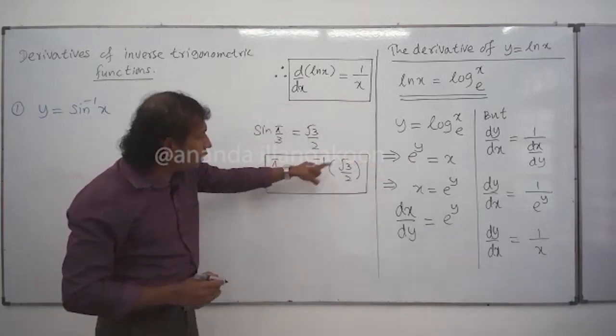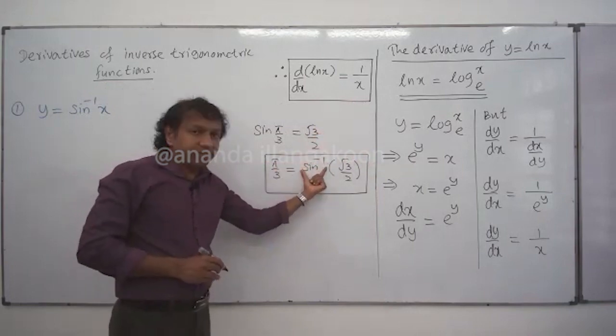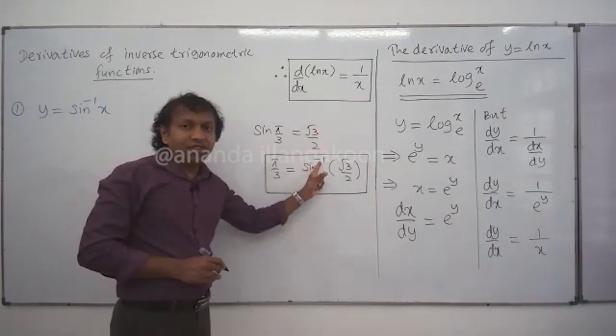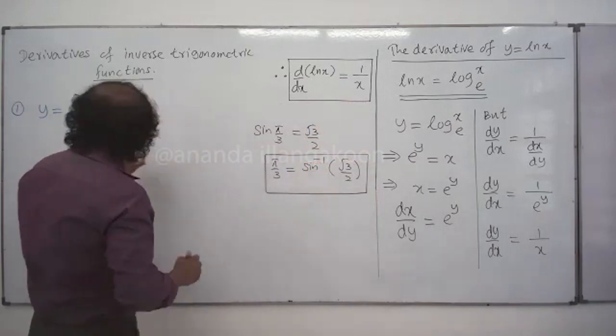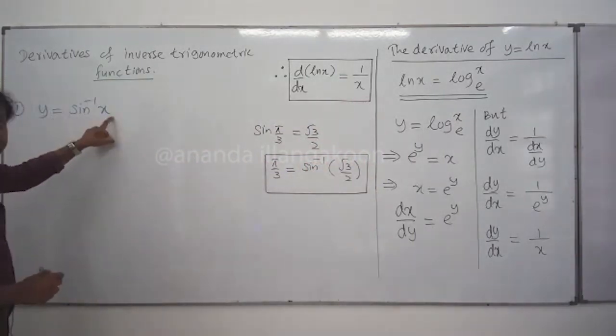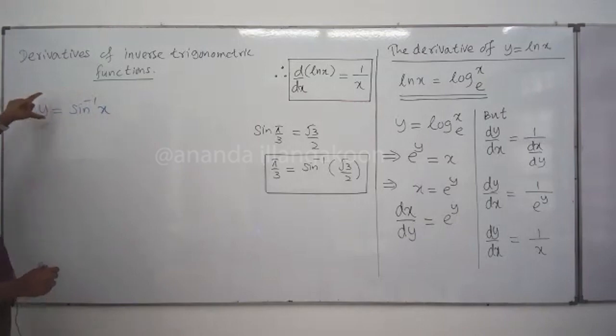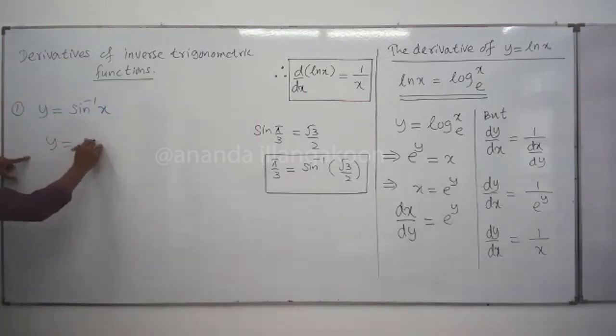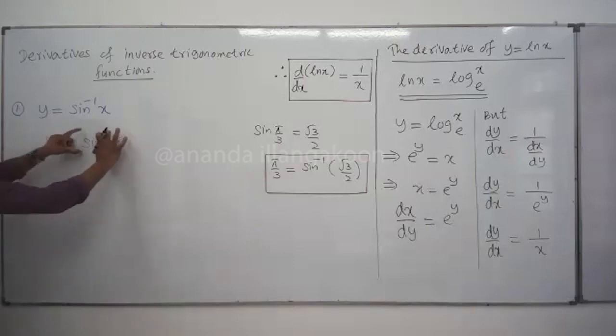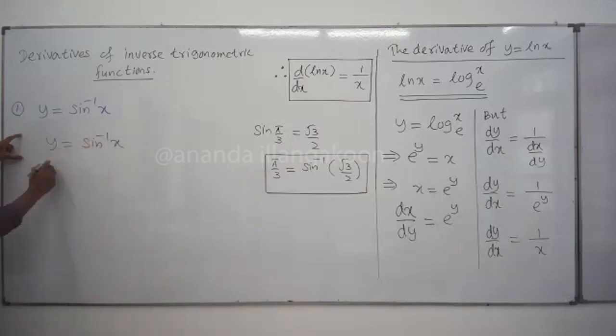How to convert this to this form? Bring this sine inverse to the left-hand side, this minus 1 will disappear. Here, y equals sine inverse x. Bring this sine inverse to this side, that minus sign will disappear. Then we get sine y equals x. People, sine y equals x, you can write as x equals sine y.